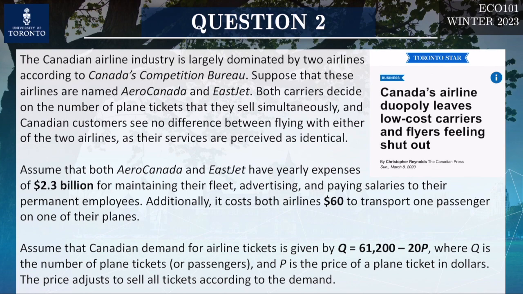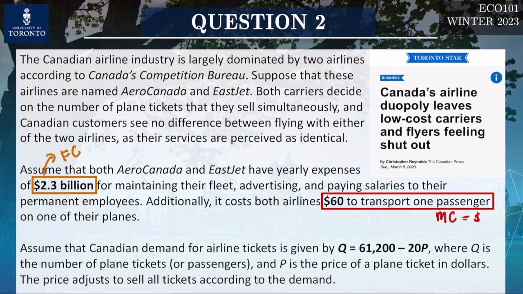And then let's just for a second analyze the information that we have about the cost. Of course, the yearly expenses of $2.3 billion for maintenance, for advertising, and paying salaries to permanent employees, these are fixed costs of production because they don't change with the number of plane tickets sold. But then in the second sentence of the second paragraph, where it says that it costs both airlines $60 to transport one passenger, this is a marginal cost of production because it increases with the number of customers served.